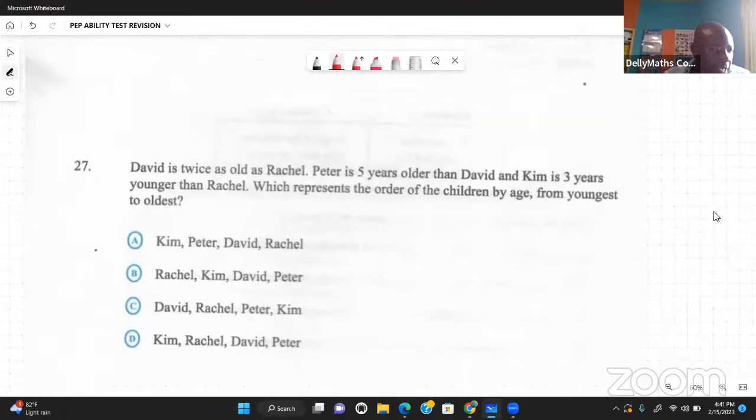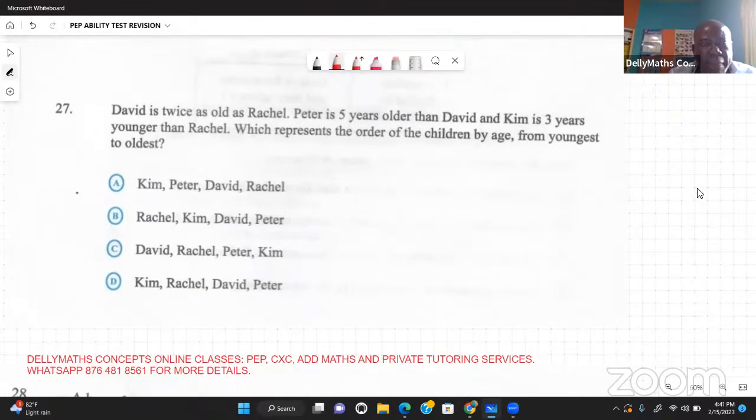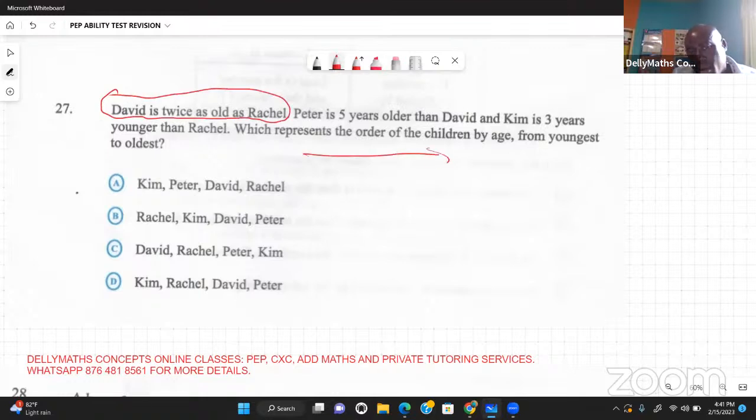Let's see what 27 is saying. It says David is twice as old as Raquel. So we have to pay attention to details now. David is twice as old as Raquel. So if I should be lining up, I'm going to line them up going that way with the oldest at the front. I'm just saying I'm going to put the oldest out there. So I want David there, and Raquel is somewhere behind David in terms of age. Peter is 5 years older than David. So Peter is out front for now.